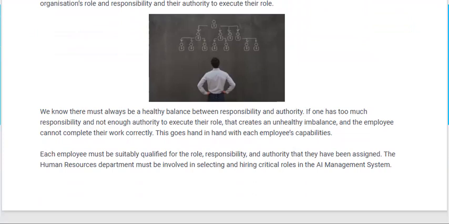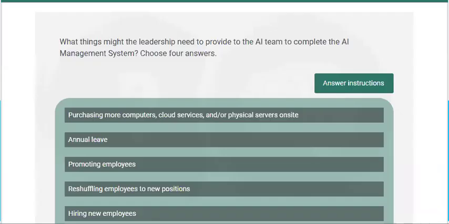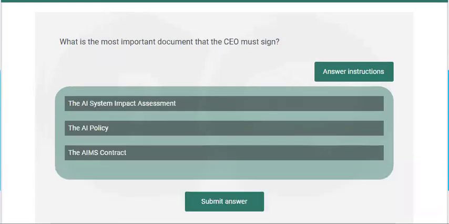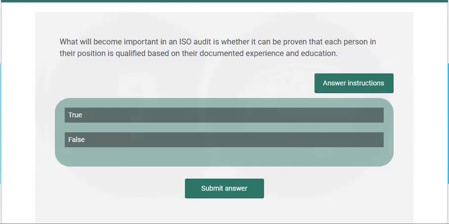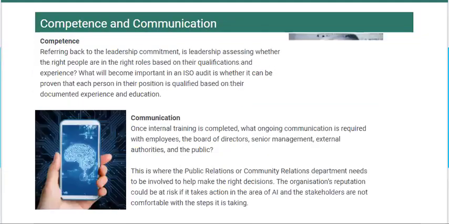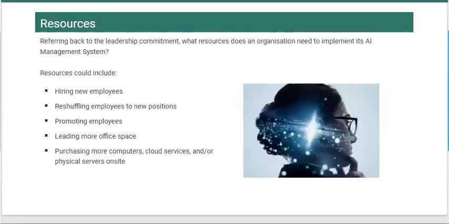Resources. Referring back to the leadership commitment, what resources does an organization need to implement its AI management system? Resources could include hiring new employees, reshuffling employees to new positions, promoting employees, leasing more office space, purchasing more computers, cloud services, and/or physical servers on site.